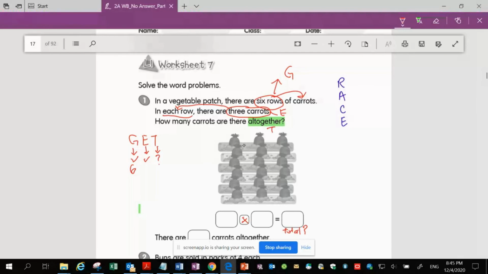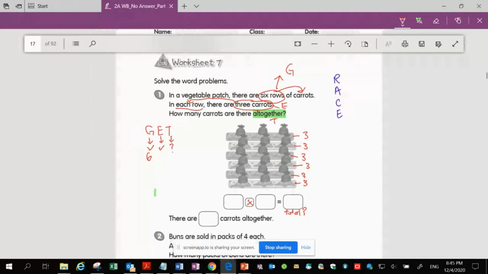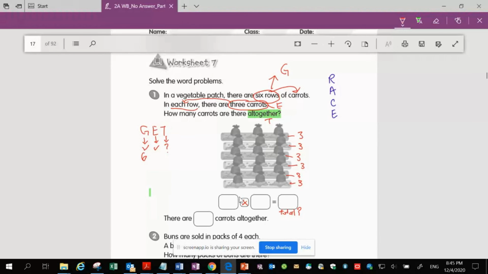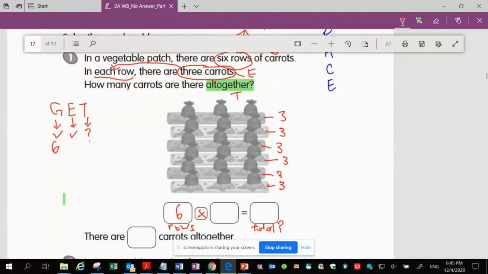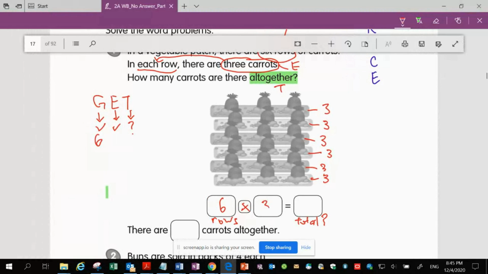Let's take a look at this. There will be 6 rows, so 6 groups. I'll be able to see 1 group, 2 groups, 3 groups, 4 groups, 5 groups, and 6 groups. And for each group, you have 3 carrots. So 3, 3, 3, 3, 3, and 3. In this case, I'm going to choose 6 groups multiplied by 3 carrots each.